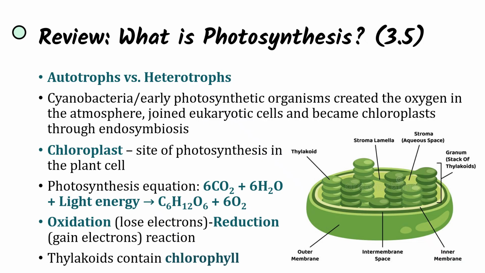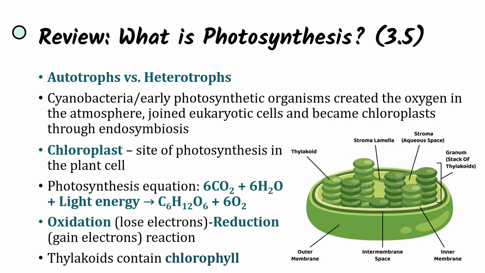And this evolved from the cyanobacteria and early photosynthetic organisms that created oxygen through performing photosynthesis, and then later joined eukaryotic cells and became chloroplasts through endosymbiosis, now resulting in the chloroplast double membrane. And the chloroplast is going to be the site of photosynthesis in the plant cell. Animals do not have chloroplasts, and animals cannot perform photosynthesis.